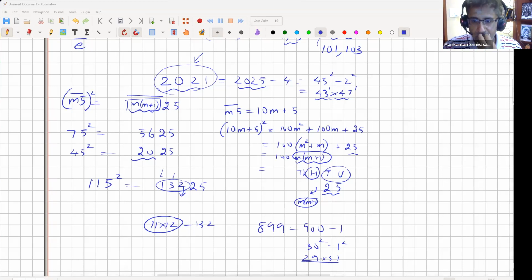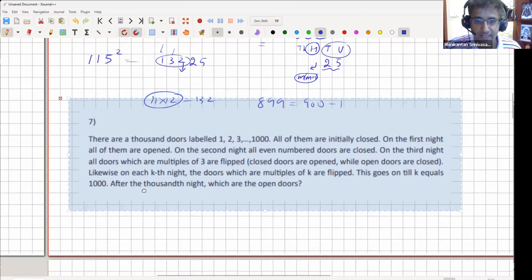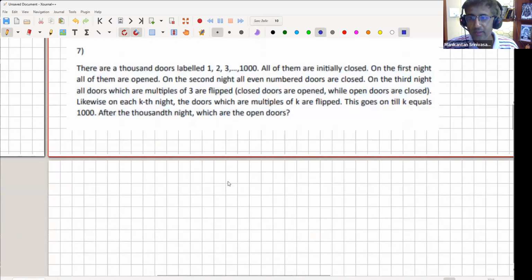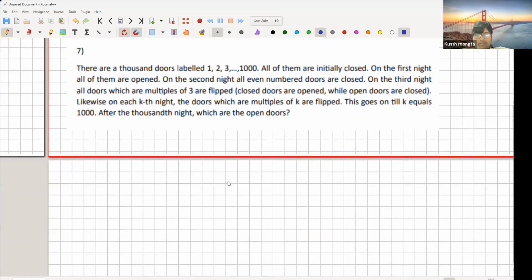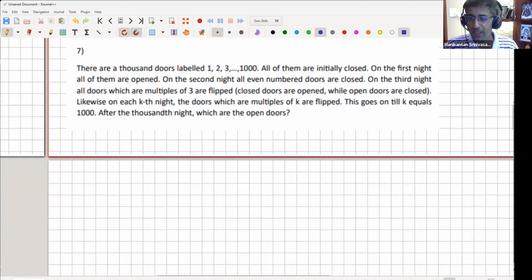So 7, 9. Okay, now the next one is the puzzle on the doors. This is a fairly common puzzle. Some of you might have heard of this already. Has anyone heard of this puzzle before? I've heard of it before, sir. Okay, all right, so I'll skip you then. Someone else who has not seen this before, can you answer, what did you get on this one? Yes, go ahead, Apurva.